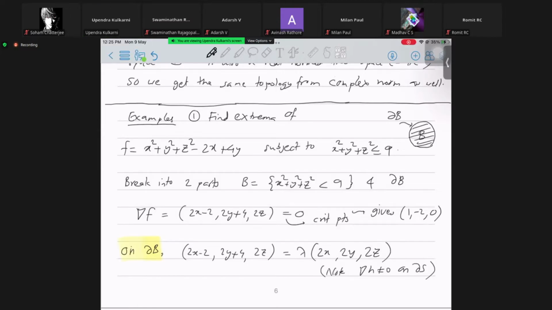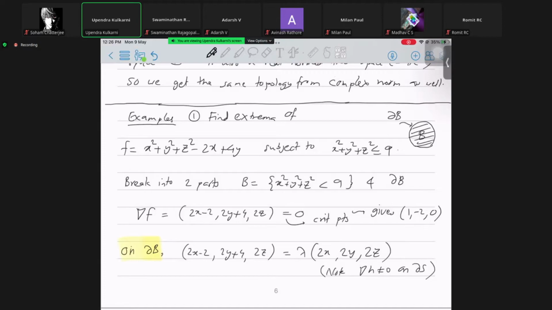Sir, I have a doubt in this question. Is it necessary to split it into the interior and the boundary of the ball? Can't we do it just using one method? Okay, so what would this method be? I'm not sure. Can we use the Hessian and the critical points?